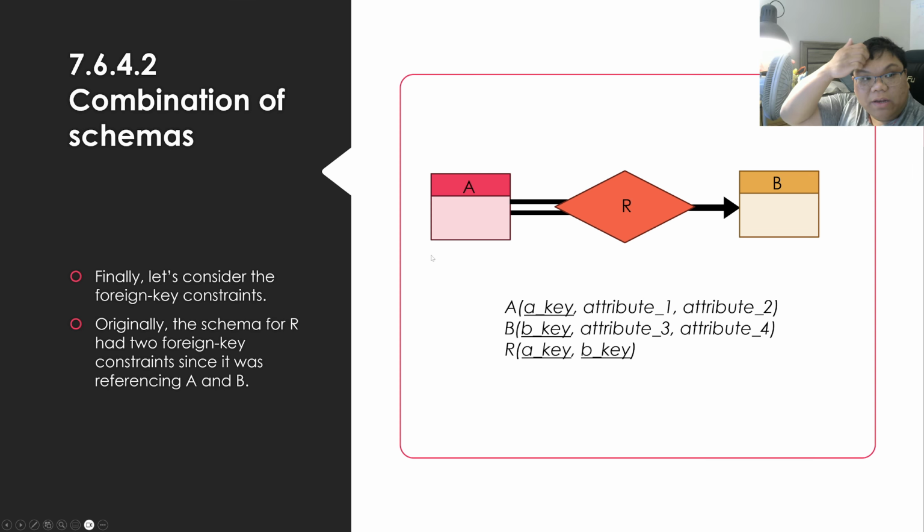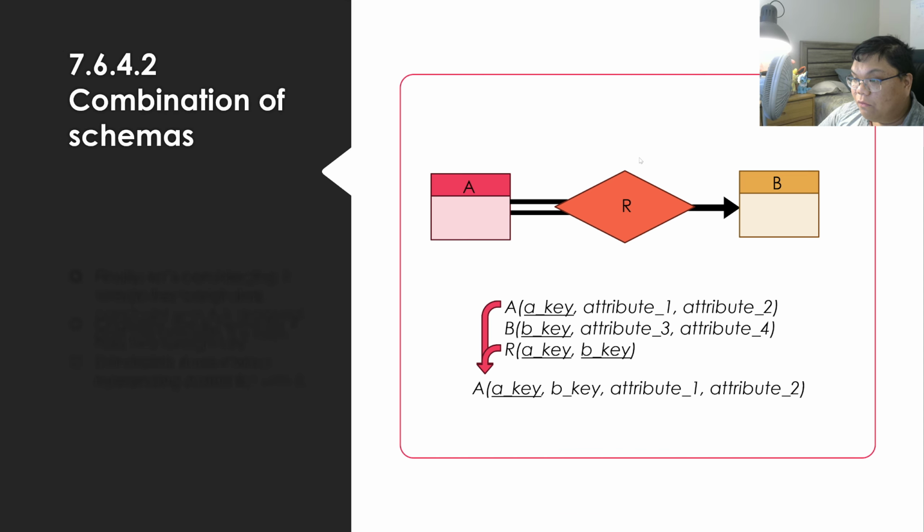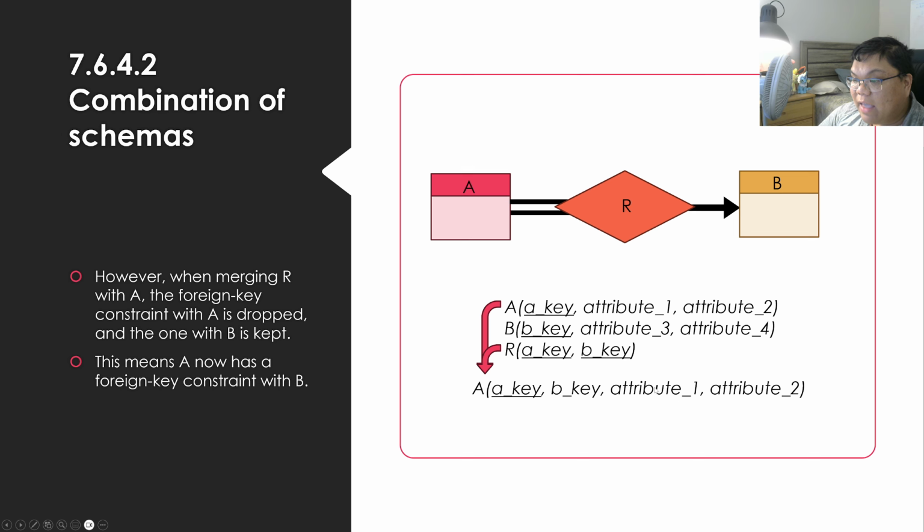Now let's look at the foreign key constraints. Originally, the schema for R had two foreign key constraints since it was referencing A and B. When we combine A and R together, we drop the foreign key constraint with A, and we keep the one with B. So now A has a foreign key constraint with B.